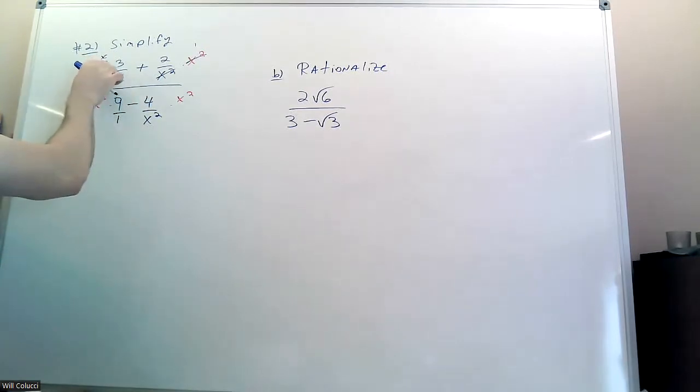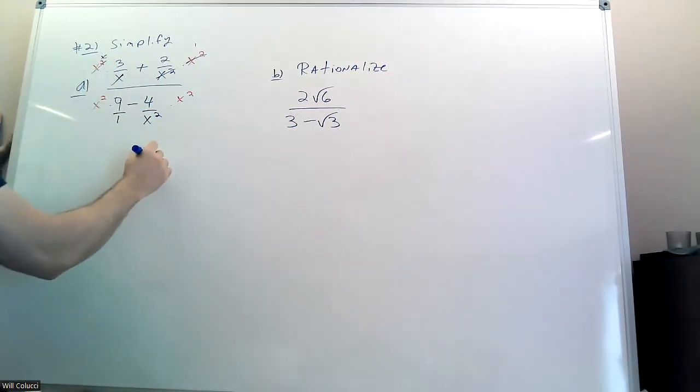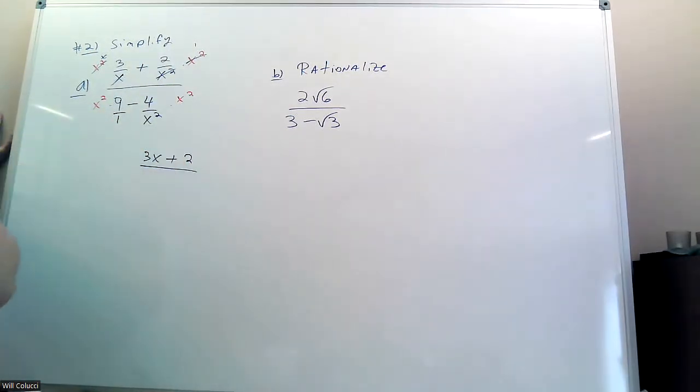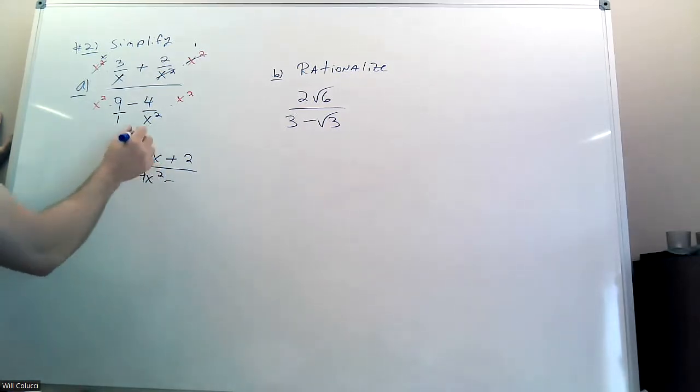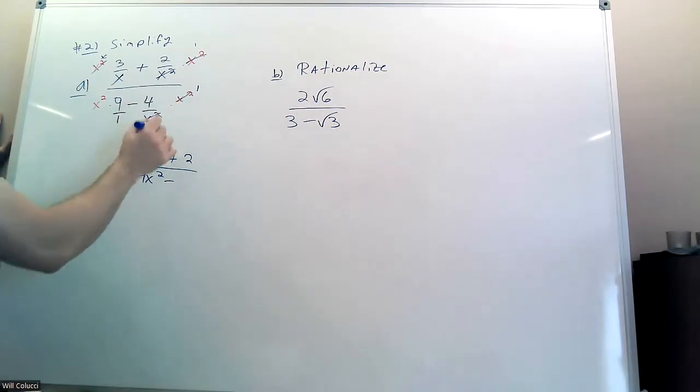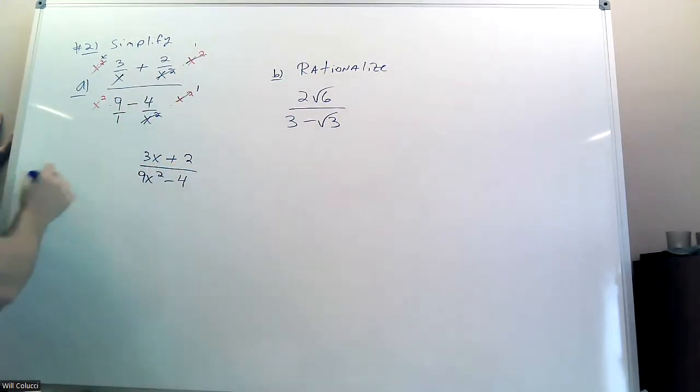So on the top, you have x times 3, right? That's 3x on the top, plus 2 times 1, which is 2. So that's the top. Here, there's nothing to cross out. There is a 1 there. You don't cross this out, you have to multiply by it. So you have 9x squared there. Minus, now here again, x squared and x squared, boom, they wipe out and make a 1. Negative 4 times 1 is negative 4.